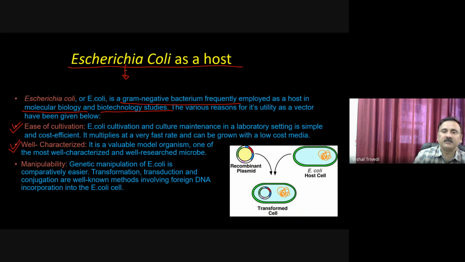we know the complete genome sequence, right? All these things make it a very well researched microbe, and that's why it can be exploited in multiple ways. It also has simple systems which can be manipulated, so genetic manipulation of E. coli is comparatively easy. For example, you can develop strategies for transformation, transduction, conjugation, and all that, right?